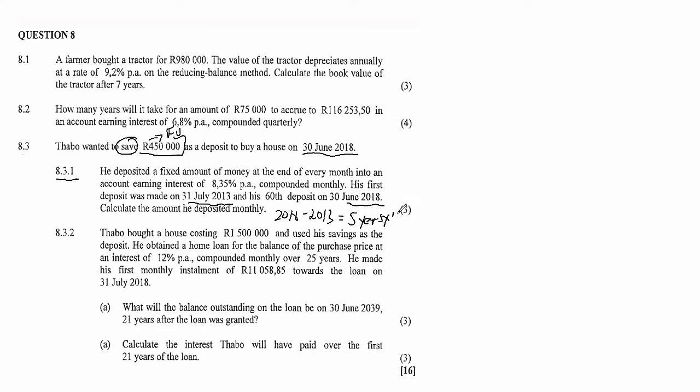We have to multiply by 12, and then 5 times 12 will give us 60 months, right? So in total, he makes 60 monthly deposits. So to calculate that 8.3.1, we'll say future value is equal to X, and write the formula: 1 plus i to the exponent of n, minus 1, over i. Now we have everything that we need.